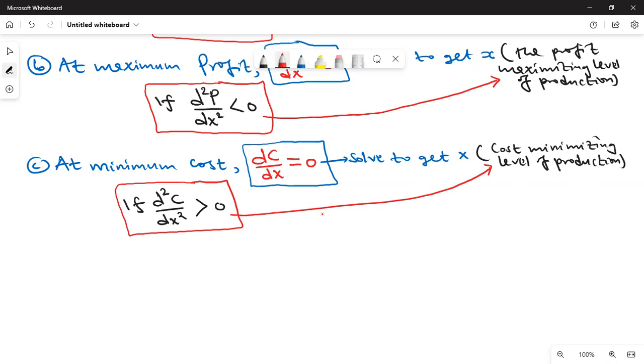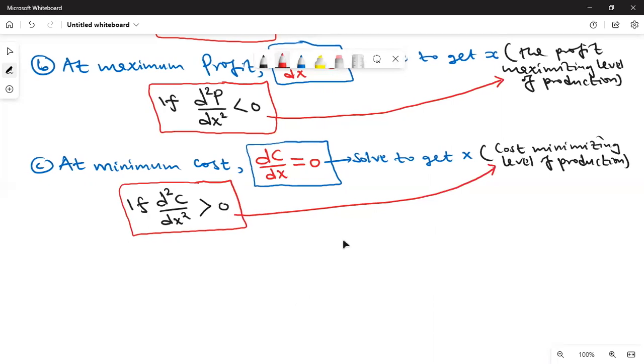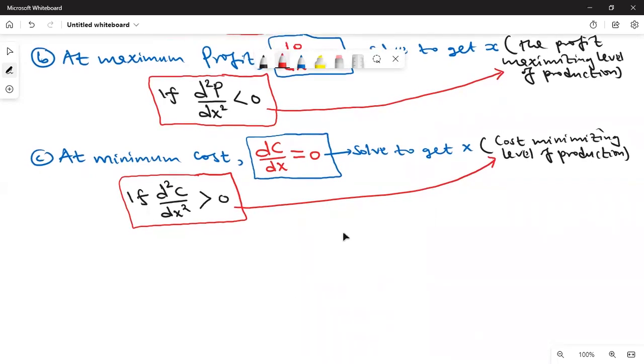Apart from what I have talked about so far, we need to take note of two terms which are usually used in economics. And the first term is this one. So you can write a note, NB. Note number one is what you are calling the break-even point.